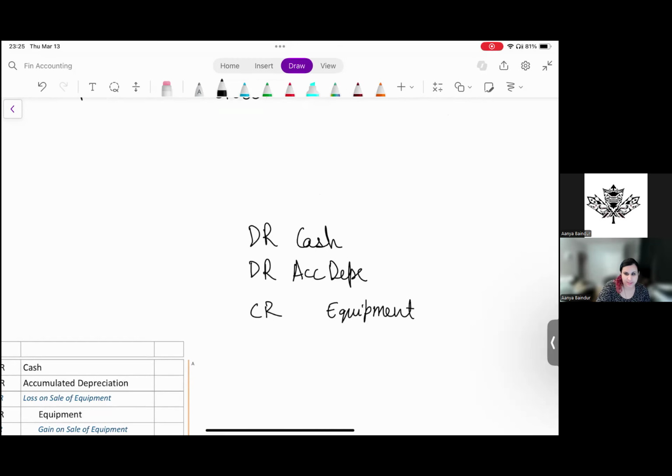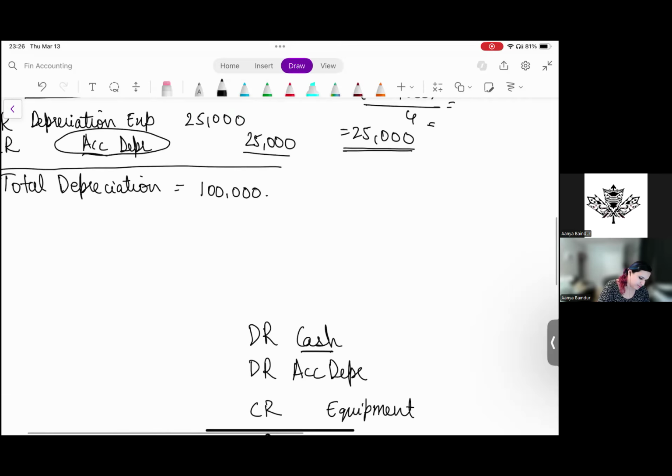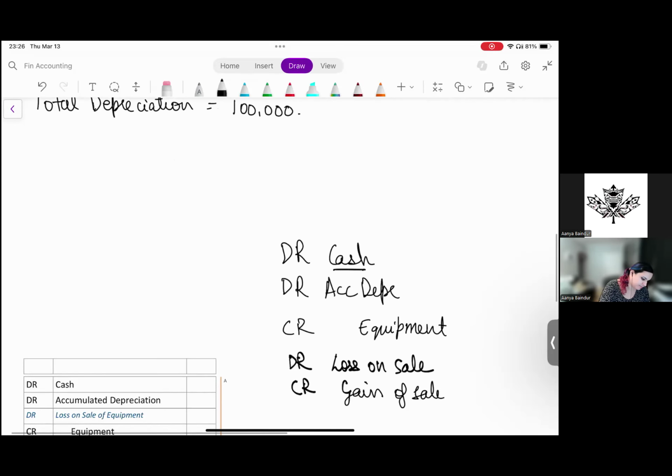And now, depending on whether you're making a profit or a loss after the sale, depending on how much cash you're getting for it, you'll either have a debit for loss on sale of equipment, or you'll have a credit for gain on sale. So that'll pretty much depend upon whether you're making a loss or gain. So let's go ahead and write the journal entries for this.